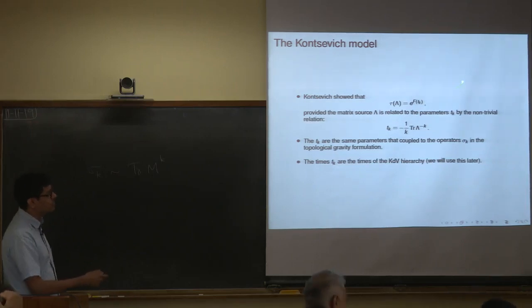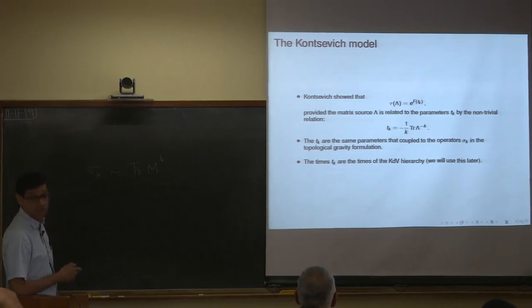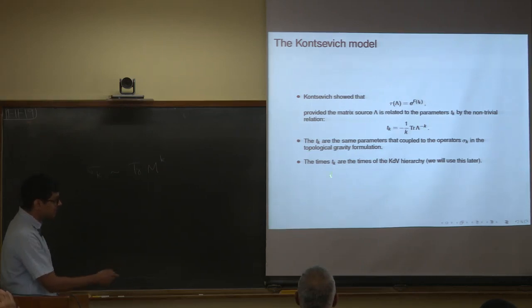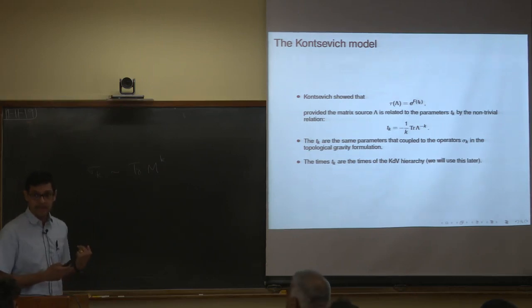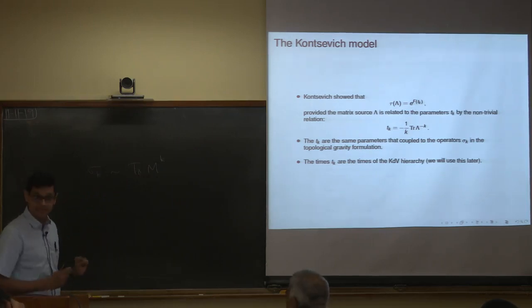So the matrix source is related to Witten's t_k, the ones that couple to the sigma_k, by this relation. This is what Kontsevich showed. And these are the same parameters that couple to the operator sigma_k. As we'll find out, and this will be useful for us later, these t_k are what I call the times of the KdV hierarchy. The KdV hierarchy has this infinite set of times. I'll explain this later on, but these are all the same thing. I hope this setup is clear.